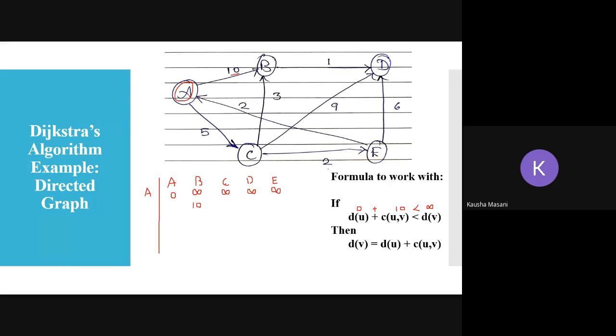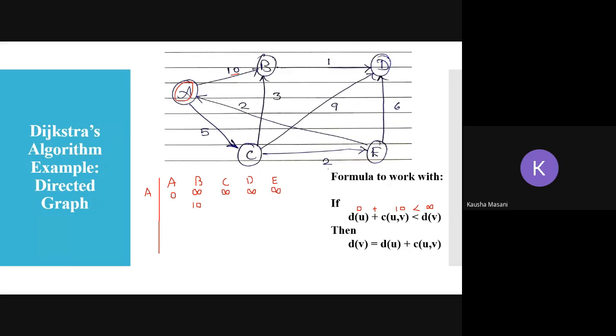Similarly, do it for C. But you have to look, can you reach from A to C? You cannot write A to E. Why? Because there is an edge between C and D, but A is the destination and E is the source there, because this is a directed graph.